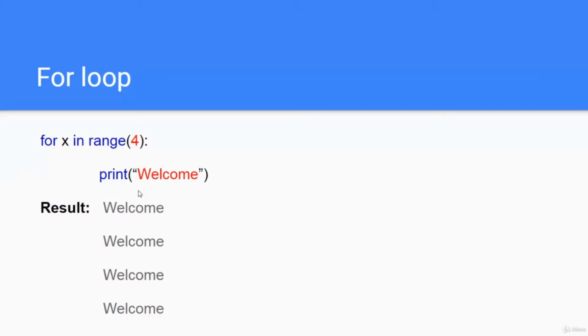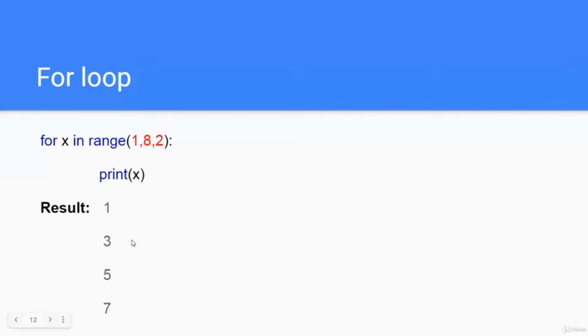Not 3 times, 4 times, starting from 0 till 3. That means this welcome will get printed 4 times. Next, we will modify this for loop to the next value.